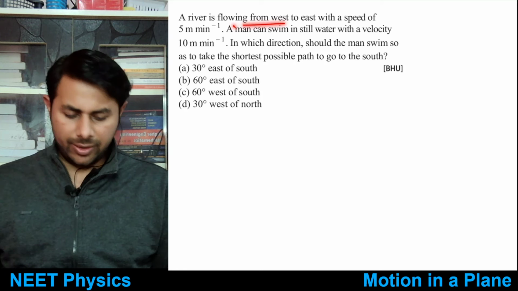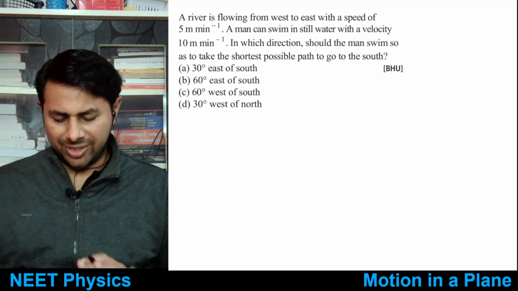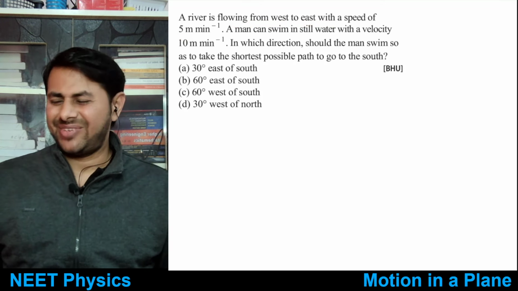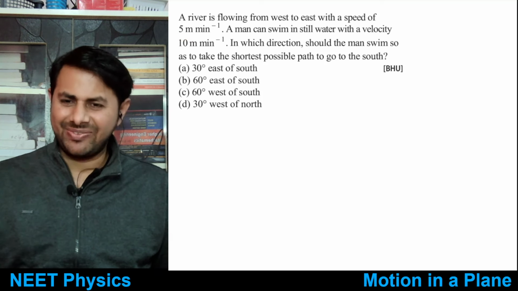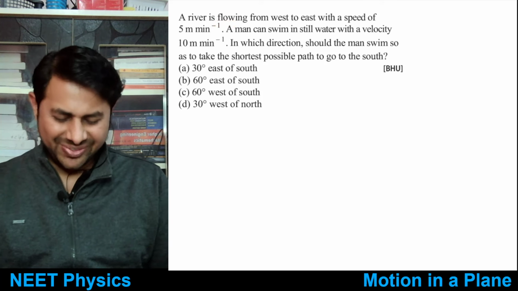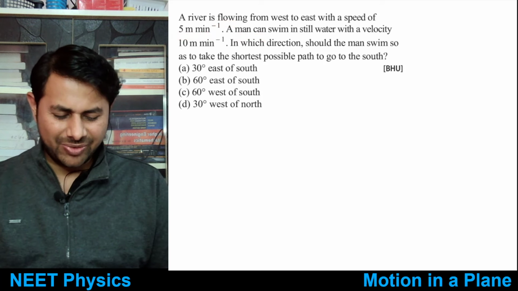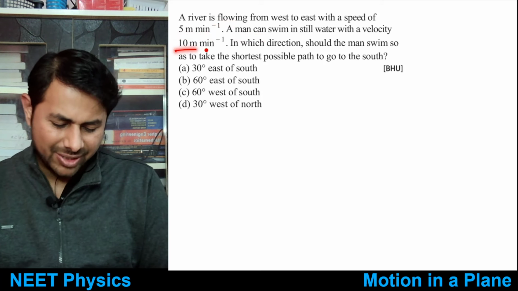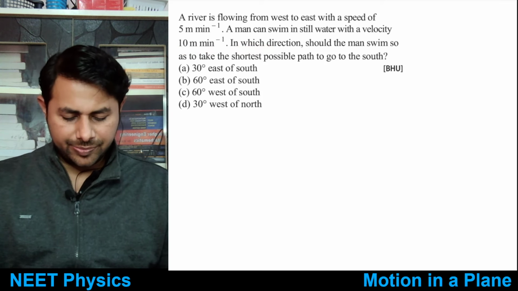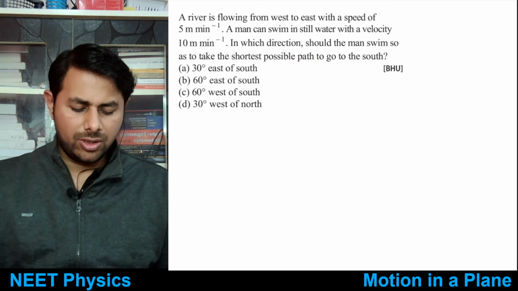A river is flowing from west to east with a speed of 5 minutes per meter. Okay, sorry, the speed is 5 meters per minute, not minutes per meter. A river is flowing from west to east with the speed of 5 meters per minute. A man can swim in still water with a velocity of 10 meters per minute. In which direction should the man swim so as to take the shortest possible path to go to the south?